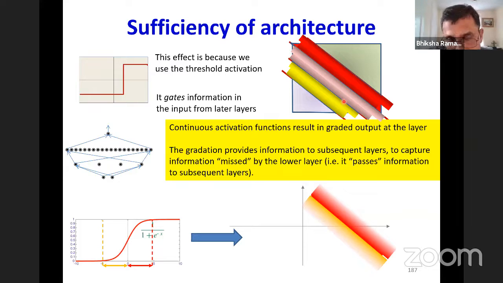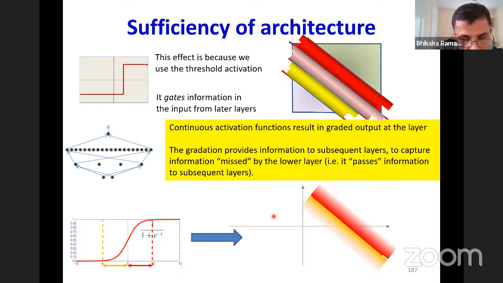Now the continuous valued activation gives you graded output. When it gives you graded output, it will actually tell you how far away you are from the decision boundary. And so as a result, the second layer neuron not only knows which side of the decision boundary you are on, it also has some information of how far you are from the decision boundary. And so now it has information that it can use to construct additional patterns.